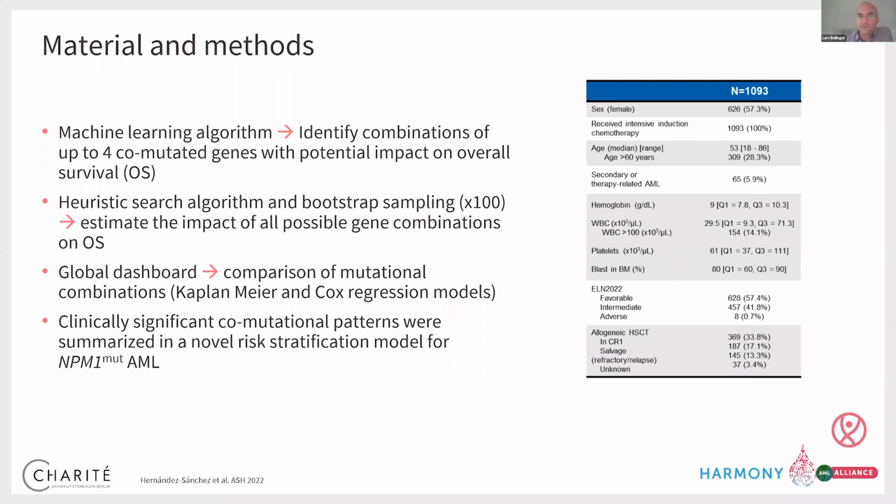Here you see the characteristics of the cohort. That's a normal cohort, which you would expect for NPM1 mutant cases. The median age here was 53, younger than the median age in AML. But nevertheless, there were also older patients in the cohort. And with regard to the ELN risk classification, most of them, of course, were favorable or intermediate. A couple of P53 mutant cases in there.